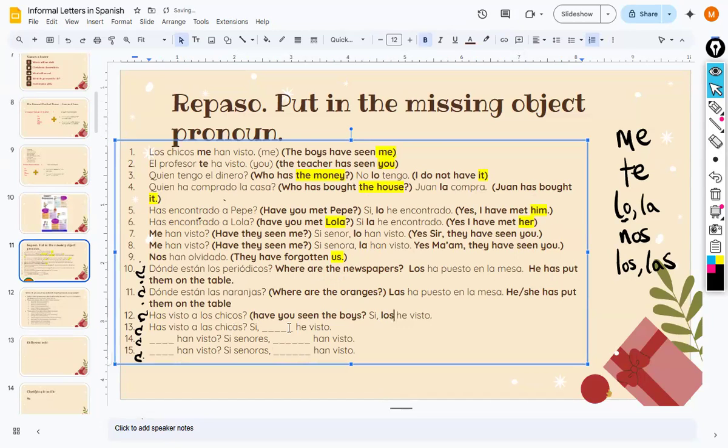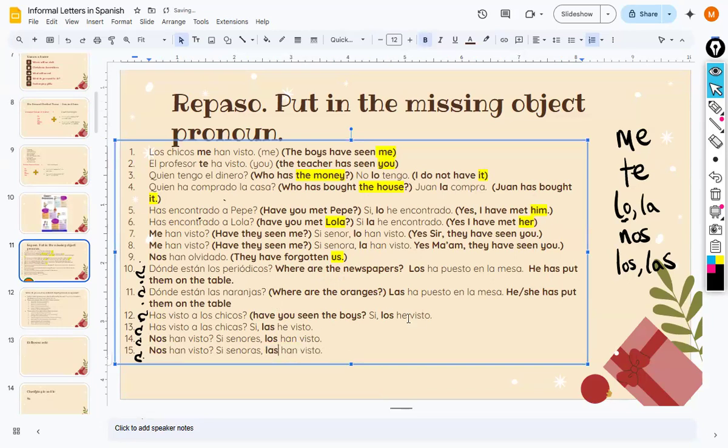All right. Have you seen the girls? Sí, las he visto. Yes, I have seen them. So I agree with chicas, las, right? Have you seen us? Nos han visto, right? Yes, sirs, we have seen you. So again, los for ustedes this time, right? Masculine. And again, have you seen us? Nos han visto. Sí, señoras, las han visto.